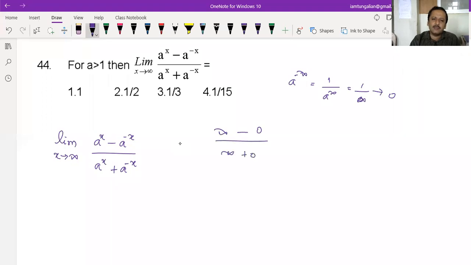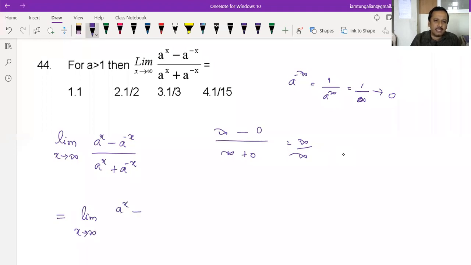Similarly, the denominator will be infinity plus 0, so you get infinity by infinity. Don't cancel them. Don't write 1 by 1. That's not correct. I mean, 1 may be the correct answer, but not because of this reason. We cannot cancel infinity. So directly we cannot evaluate this limit. And using L'Hospital's rule is not such a good idea.